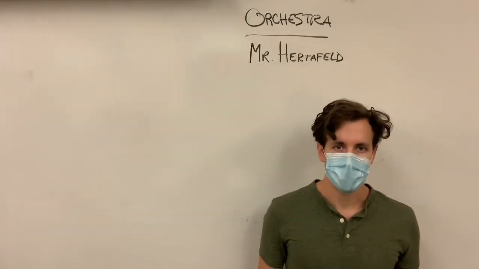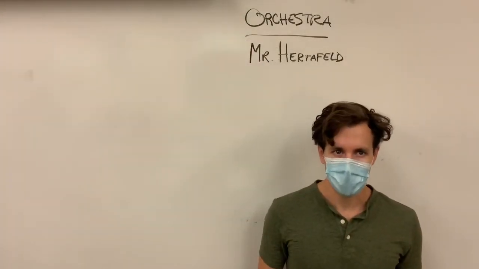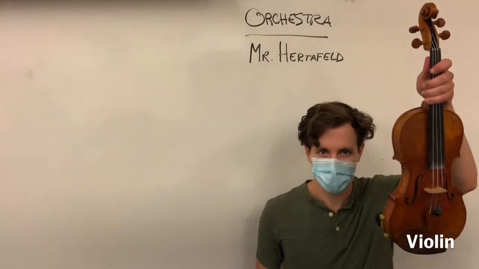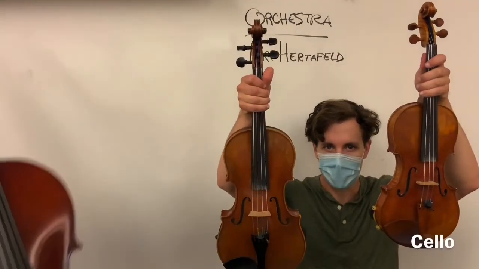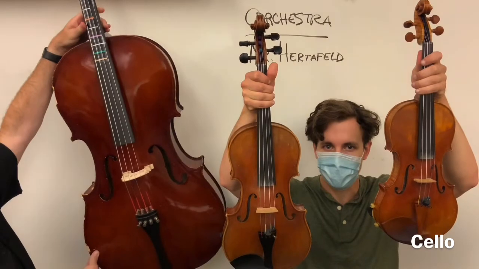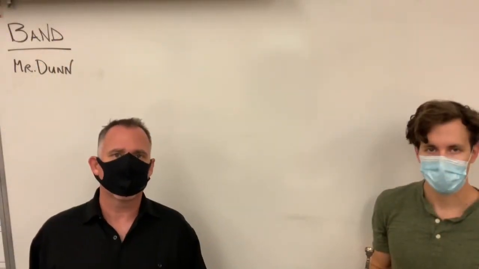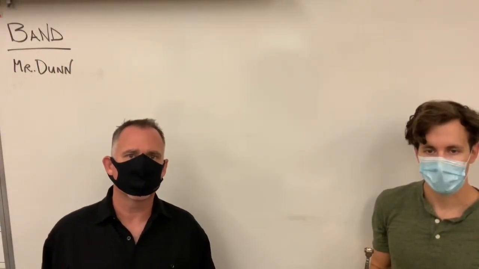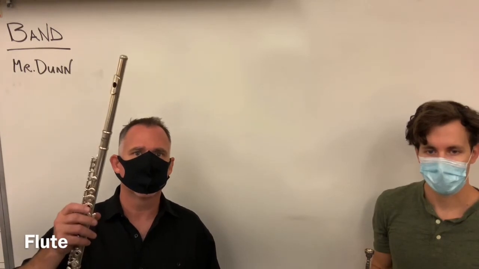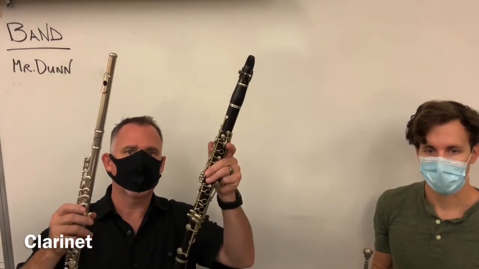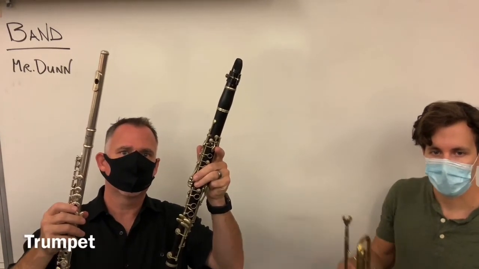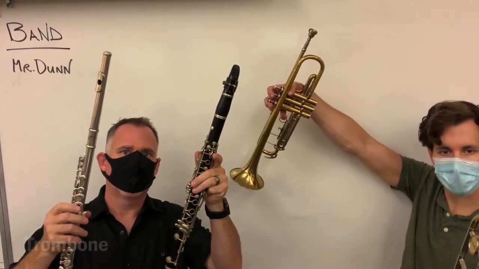So to recap, the choices of instruments you have: for orchestra, we have violin, the viola, and the cello. And to recap, the band instruments that you can choose are flute, clarinet, trumpet, or trombone.